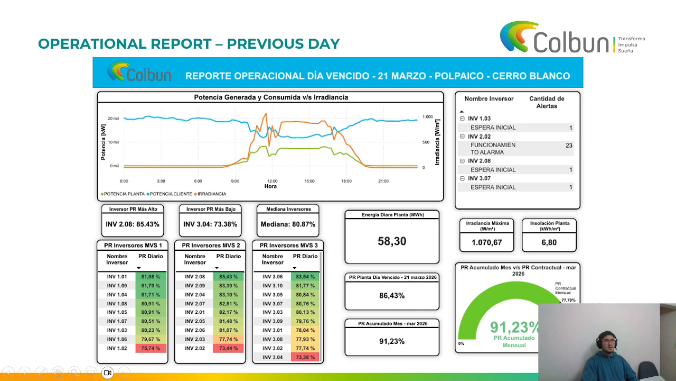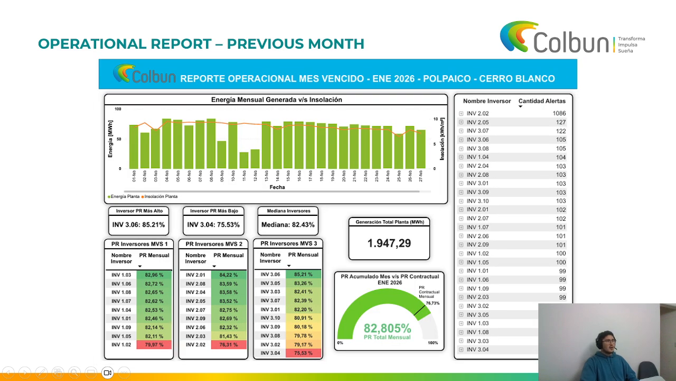Well, in the monthly dashboard, at the top left chart, we can see the total energy generated by the plant versus the solar resource over all the days of the previous month. This allows evaluating how the plant performs throughout the month and identifying possible deviations or trends. On the top right, there is a table showing the number of inverter alarms, which helps identify the units with the highest number of issues.